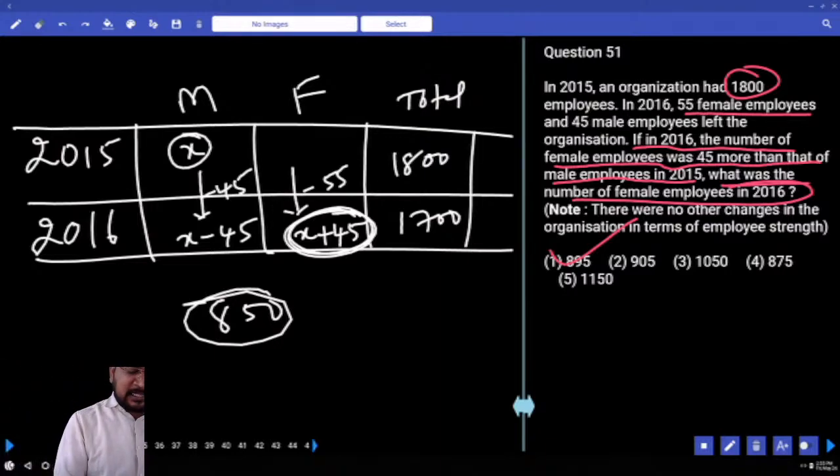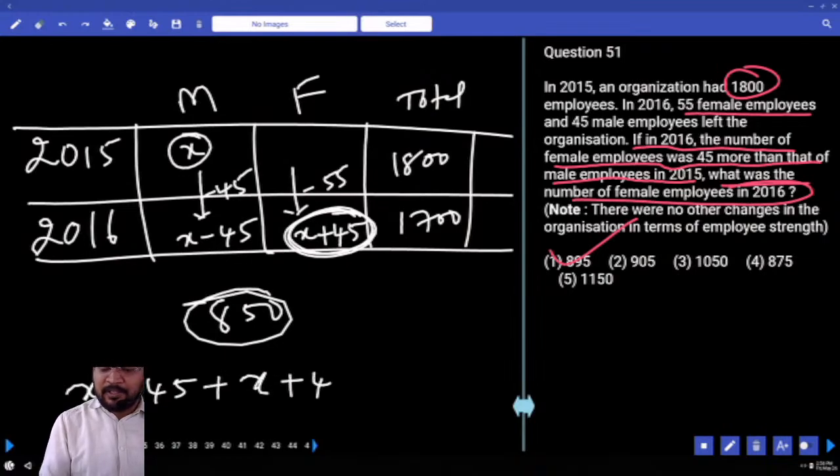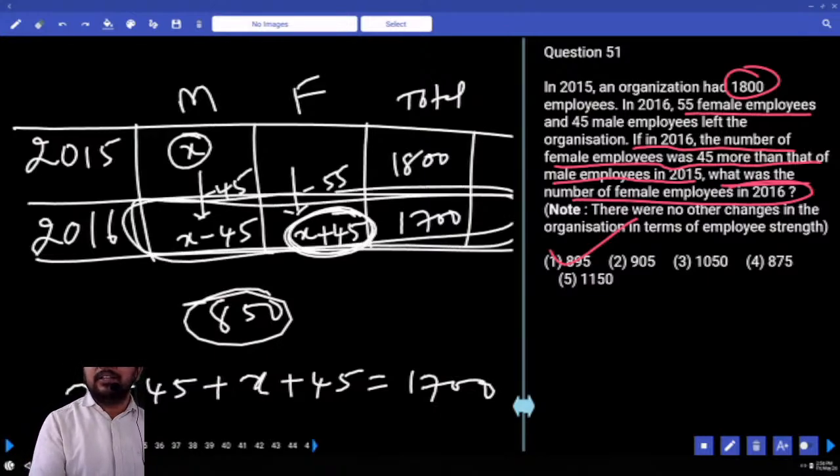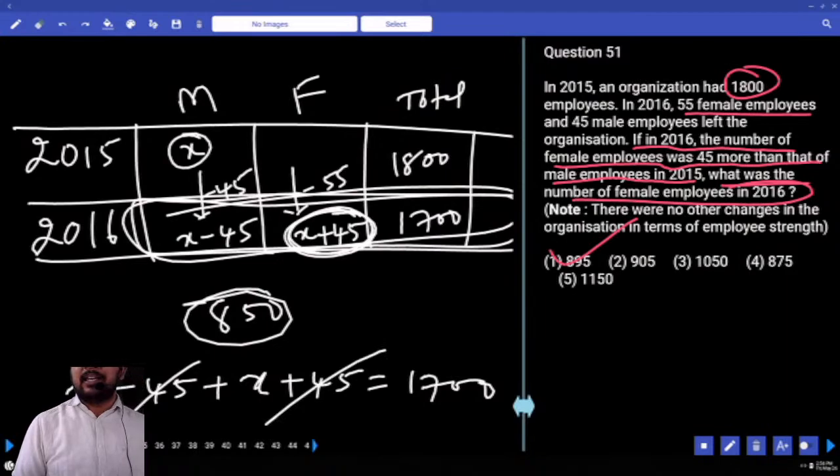Total, X minus 45 plus X plus 45 is equal to 1700. Are you clear? This equation, this one. Are you clear? 45 gets cancelled.